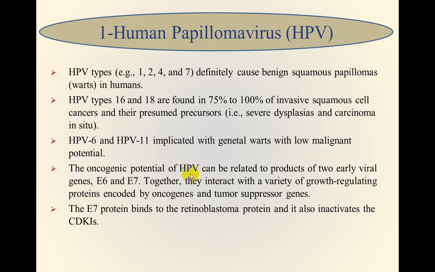The mechanism of this virus is the important part. Okay, this is related to the products of two early viral genes. These viral genes encode two proteins, okay, known as E6 and E7.